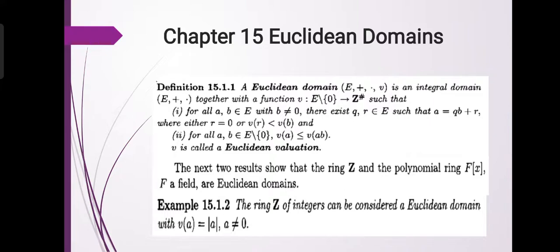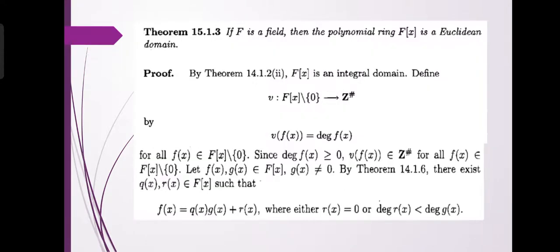are Euclidean domains. By example, in 15.1.2, the ring Z of integers can be considered a Euclidean domain with v(a) equal to the absolute value of a, for a not equal to 0. Theorem 15.1.3: if F is a field, then the polynomial ring F[x] is a Euclidean domain.